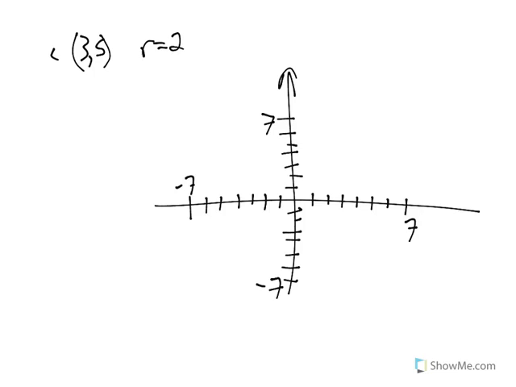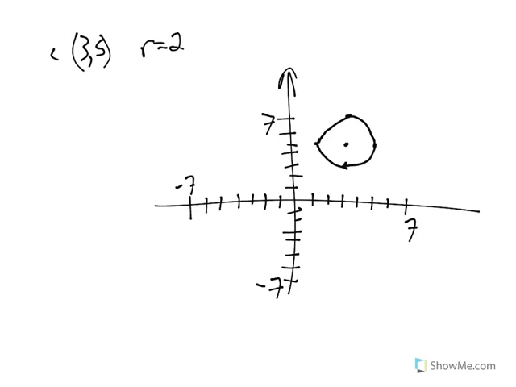So 3 comma 5. Alright, that's the center. So go up 2, right 2, down 2, and left 2, right? And there is our circle.